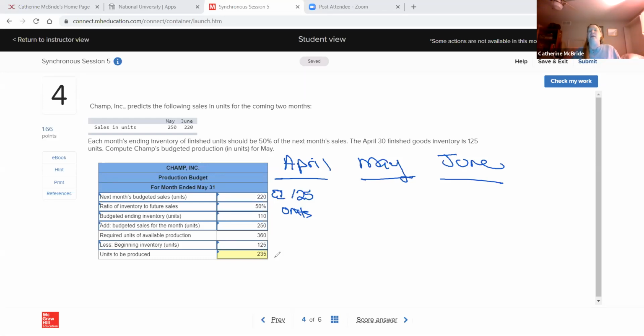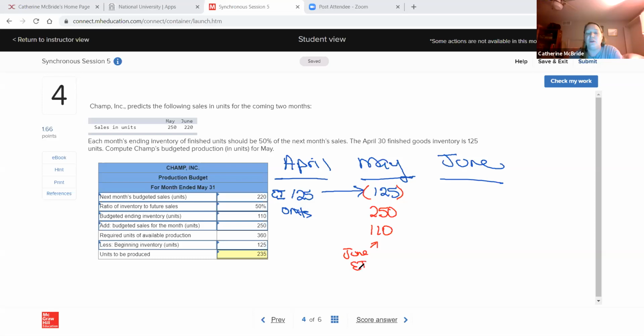Otherwise, on May 1st I'd be saying, well, I have to make the stuff for May, right? So I needed inventory to sell immediately. So my April inventory, my 125 units, comes over here. And so I start out with 125 units already made. Now I also need to make 250 units. I need to make 250 units, and I don't want to start June with nothing. So I have to make 110 units for June.